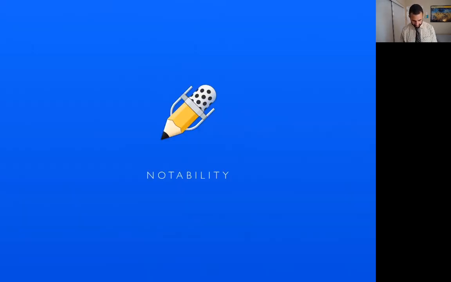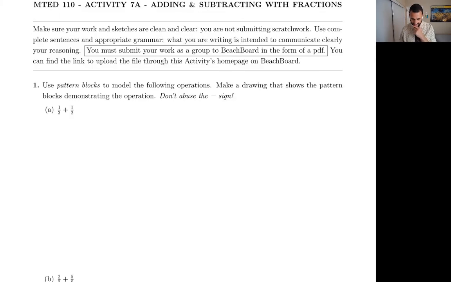Activity 7A. Okay, so activity 7A, there's a few things. For one, you're going to use pattern blocks to model the following operations. So you're going to do exactly what I did earlier on in the video. You can use the website. You can use Cool Math for Kids, or you can use Toy Theater, or you can use that other app.